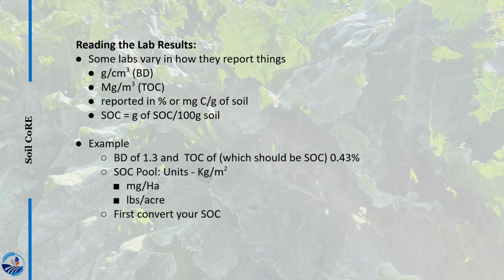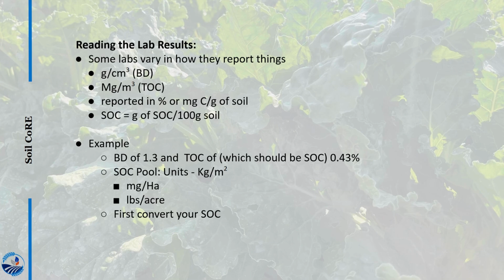As mentioned earlier, some labs may report things differently. We are interested in two measurements. First, bulk density, which is reported here as milligrams per meter cubed, but we will want it in grams per centimeter cubed. Second is the total organic carbon, or TOC, which is a percent.